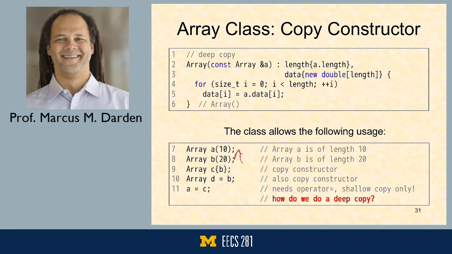In line 11, when I do that, now that's an assignment. I'm not going to get a deep copy here because I haven't written an operator equals. So I'm just going to get a member-wise copy. Length is going to be set to the other things. A's length is equal to C's length, and A's data is actually pointing to the same data that C is pointing to. So without a custom operator equals, I'm going to have problems here because I don't get a deep copy.